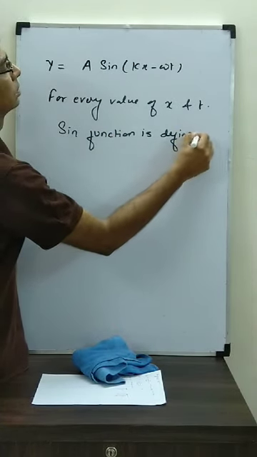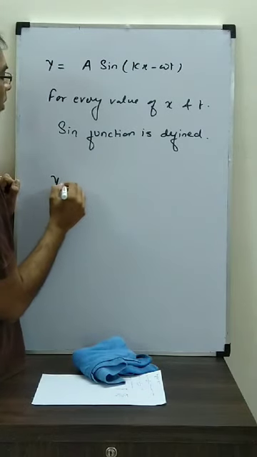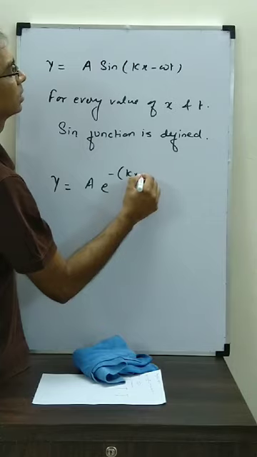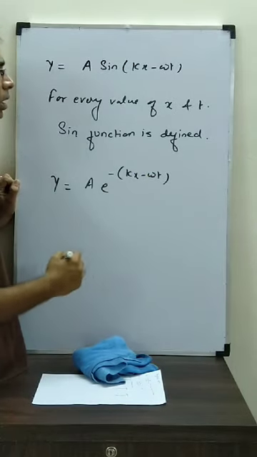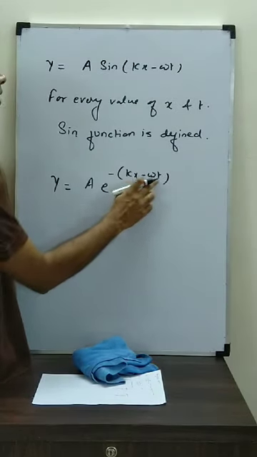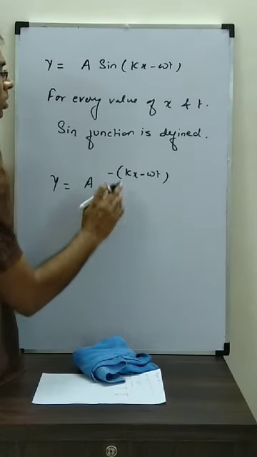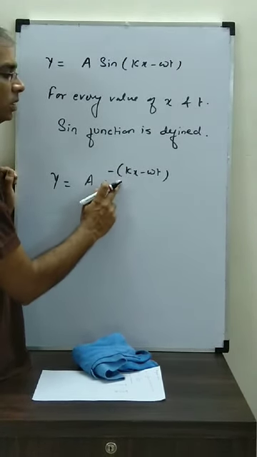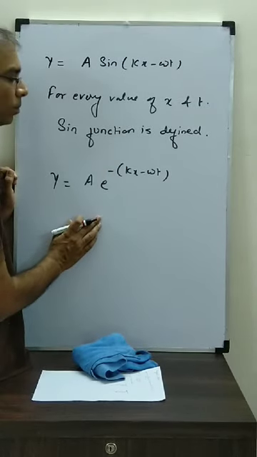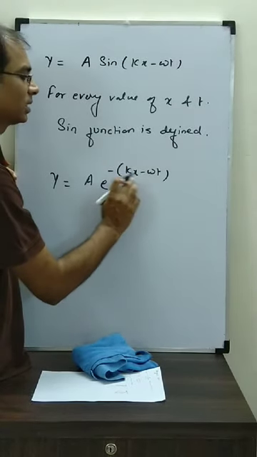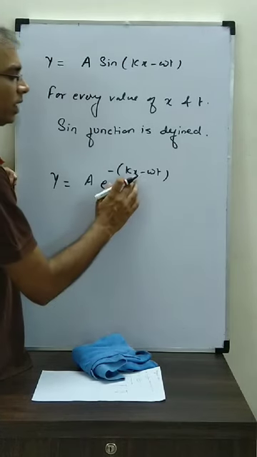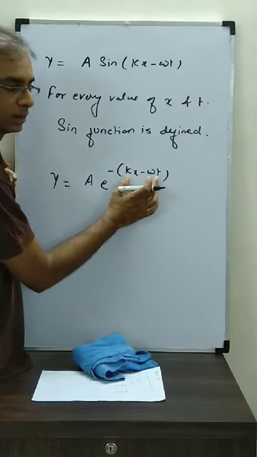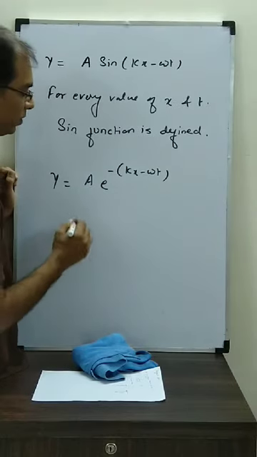Or for that matter, if I have y equal to a e to the power minus (kx minus omega t). Now suppose I keep x as 0 and t is also 0 at the same time, so this becomes 0, e to the power 0. E to the power 0 means 1. Now suppose here I keep x as infinity. So if x is infinity, the value of kx minus omega t will become infinite. This will become e to the power minus infinity. See what's coming.